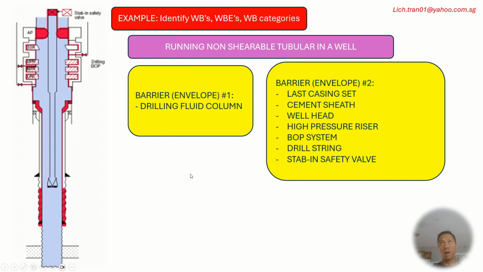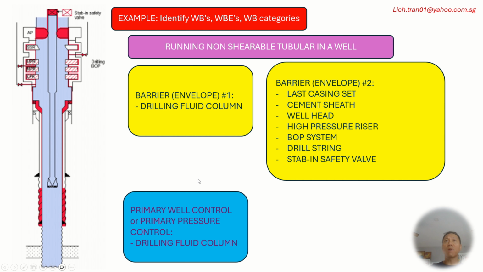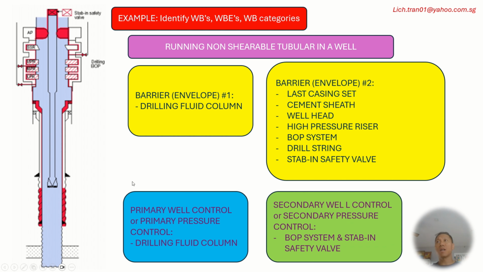So in these elements and barriers, which one is the primary pressure control or the primary barrier? Definitely it is the drilling fluid, the first line of defense to prevent a well influx from the formation. So the drilling fluid column is the primary well control or the primary barrier. And the secondary barrier in this case is the BOP system.